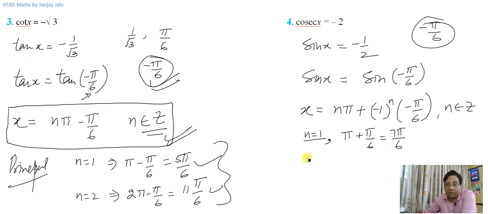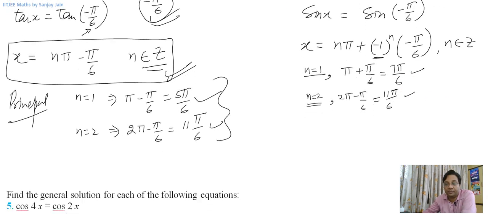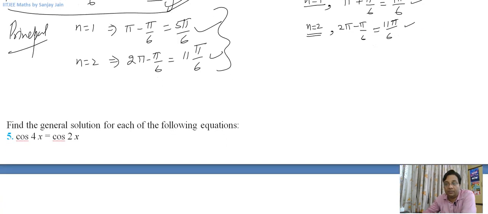Now think about 2. If I put n equal to 2, what will I have? N equal to 2 will give me 2 pi here, and this will become plus, so minus pi by 6. So this is another solution that is perfectly acceptable because this is also between 0 to 2 pi. So these are my principal solutions for the original equation.